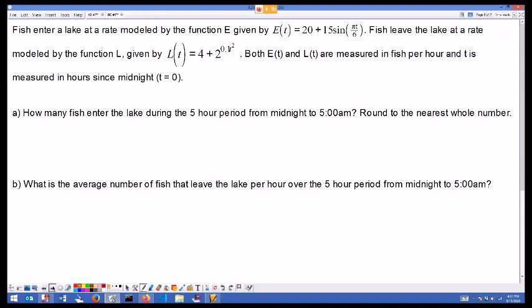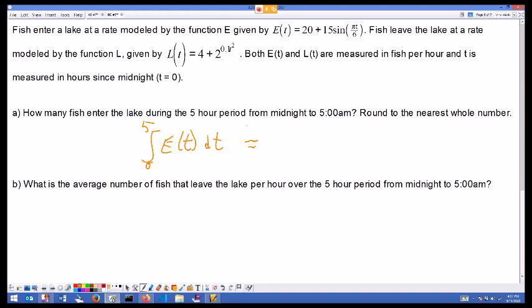All right, so we want to know how many fish enter the lake from midnight to 5. We got a function that models the rate at which they enter the lake, so this should just be the integral from 0 to 5 of E of t. Anytime you have a rate function and you want to know how much of something, just integrate it.